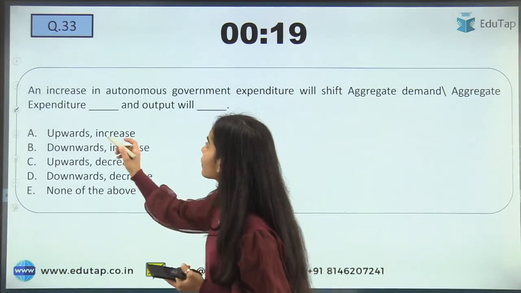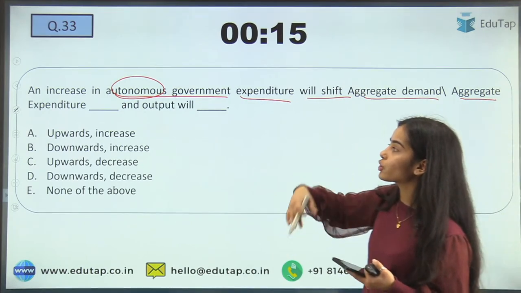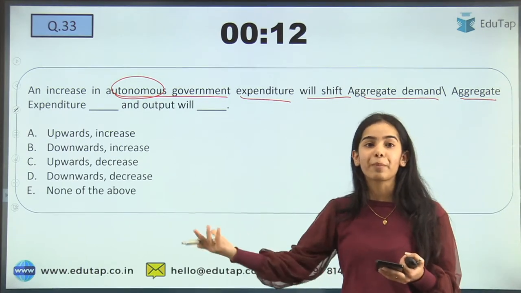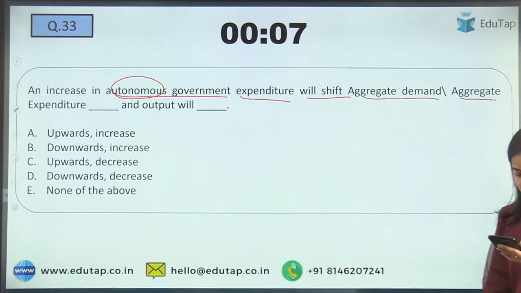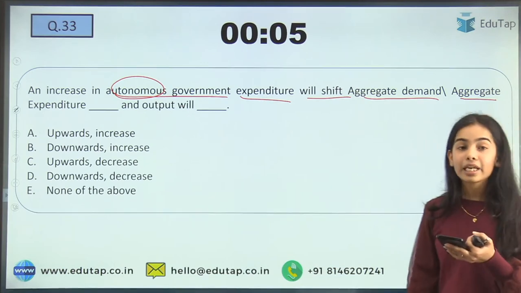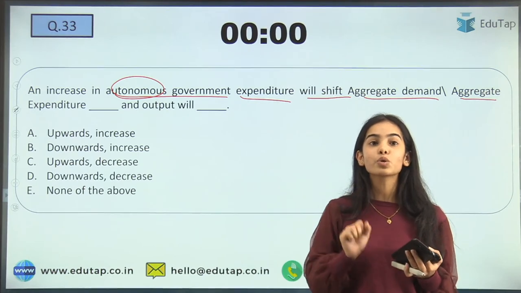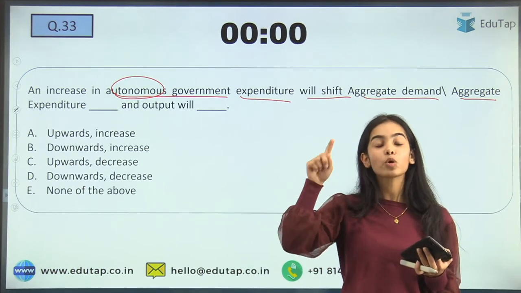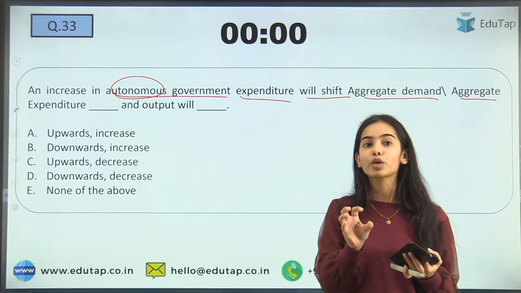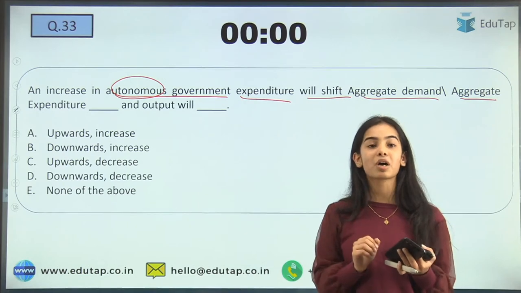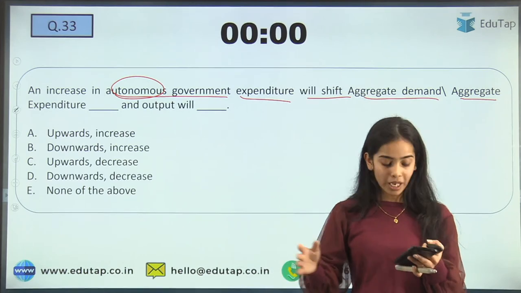So next is: an increase in autonomous government expenditure will shift the aggregate demand or aggregate expenditure to where, and what will happen to the output? Very easy question. I know you can answer this easily. See, all of the above, yes, these are the assumptions you have to remember so that you can keep those assumptions in your mind and easily recall them in the exam. So I'm giving you some questions where assumptions are there, where criticisms are there, which cover all of the criticisms and assumptions for your exam. Okay.